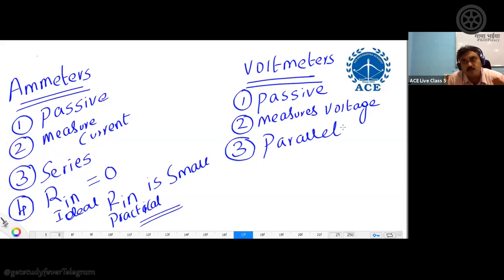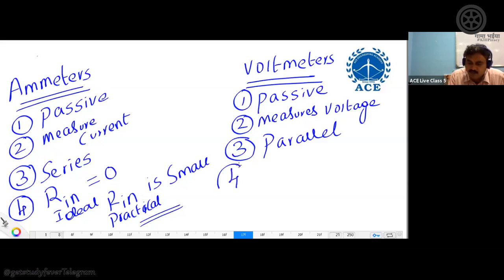That's the reason we say open circuit voltage and short circuit current. Open circuit voltage means it will give you the maximum drop across the branch. Short circuit current means it gives you the maximum current flowing across that branch with the minimum value of resistance. That is the actual meaning. So a voltmeter should always be connected in parallel.